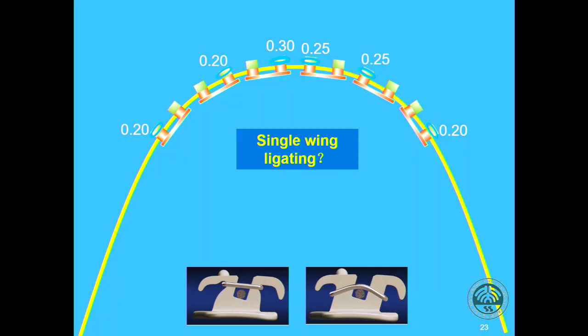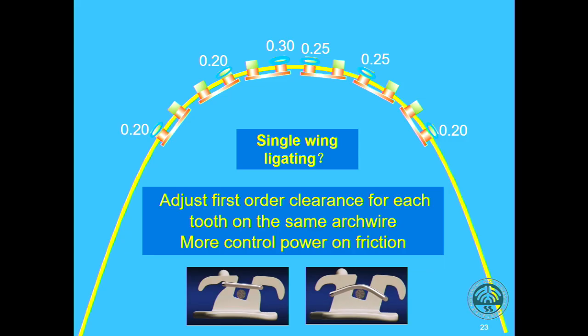Another question is why sometimes we use the single wing ligating. Like this, we use the single wing ligating to lower down the force the archwire gives out.